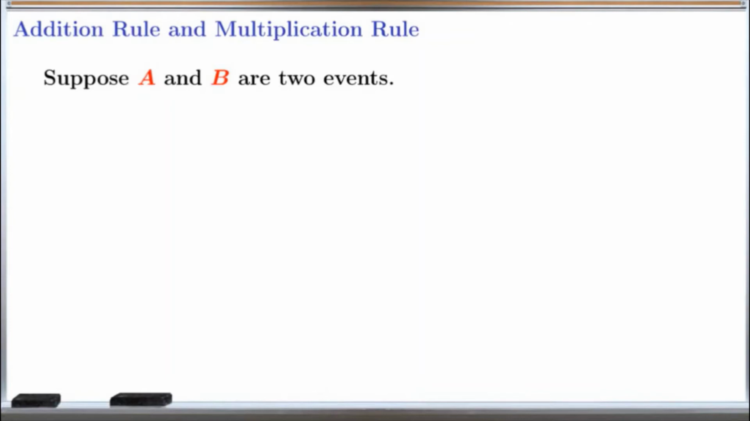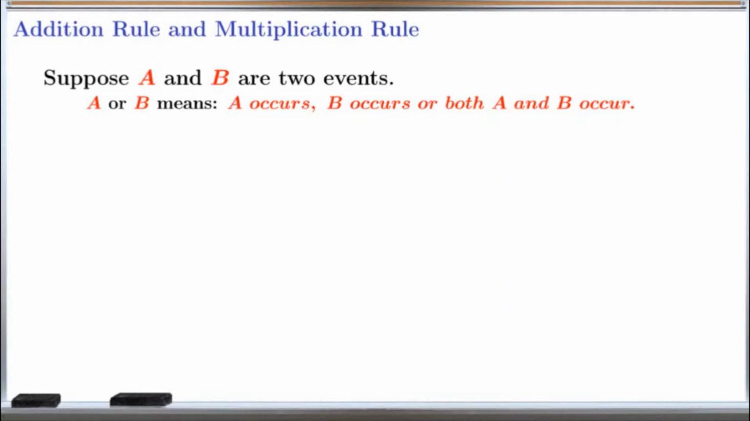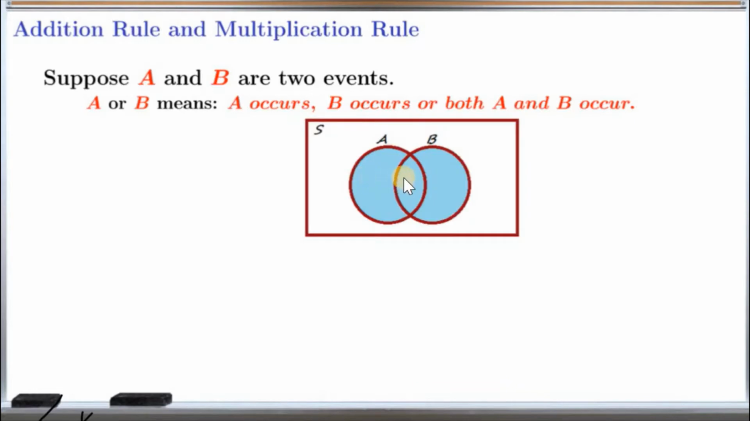Here I am going to talk about addition rule and multiplication rule. Suppose A and B are two events. A or B means A occurs, B occurs, or both A and B occur. So this Venn diagram shows A or B, basically everything in A and B.